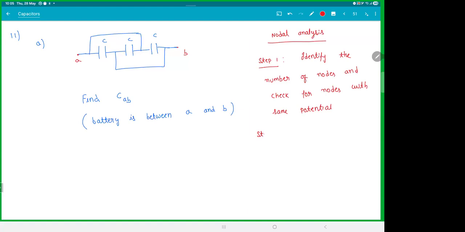Step 2, name the nodes. If 2 nodes have same potential, call them with the same alphabet. You can call them A, B, C, D, 1, 2, 3, whatever you want to call. Step 3, redraw the circuit. Okay, so listen to this, everyone.